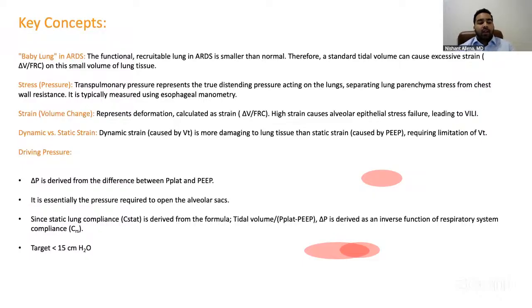And the other key concept, which is how ARDS is driven these days, is your driving pressure. Now, your driving pressure is the difference between your plateau and your PEEP. The plateau is basically a representation of your lung compliance, which you can obtain by doing an inspiratory hold on the ventilator. Essentially, the driving pressure is the pressure required to open up the alveolar sacs. And the target that you should aim for is less than 15.